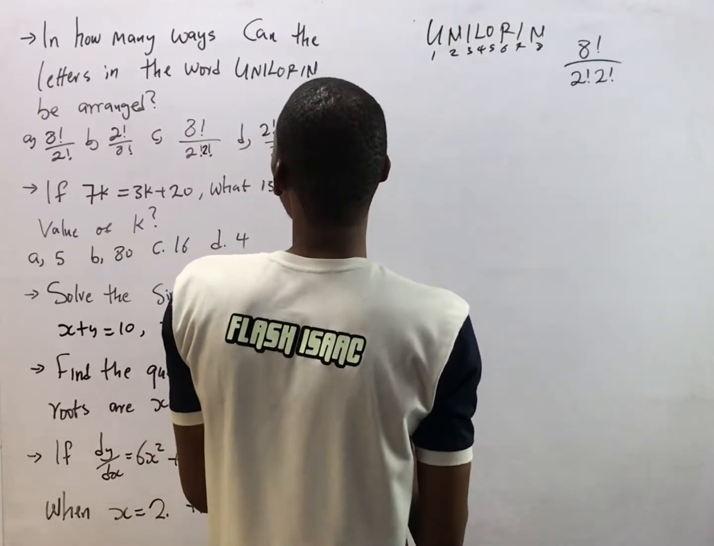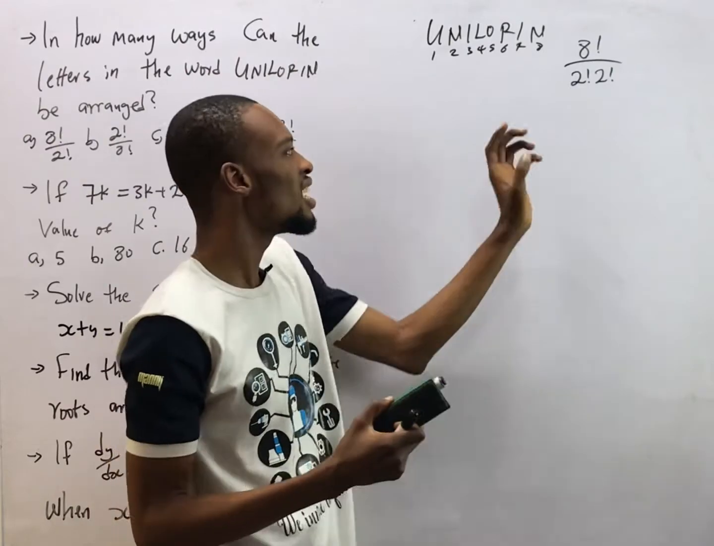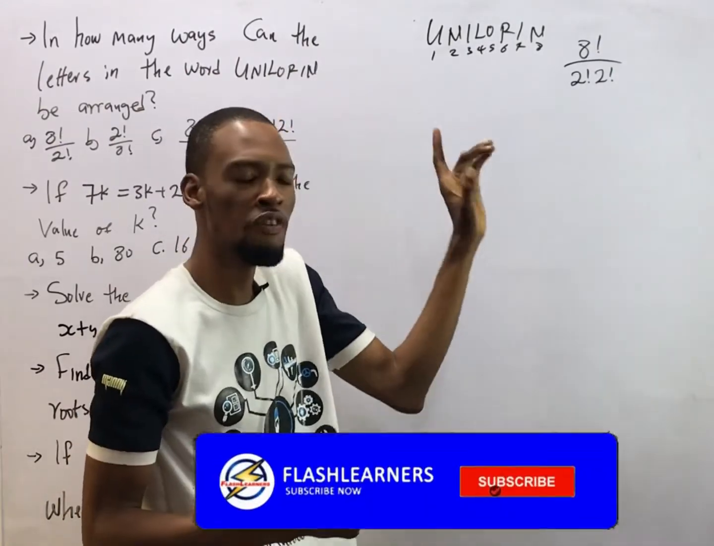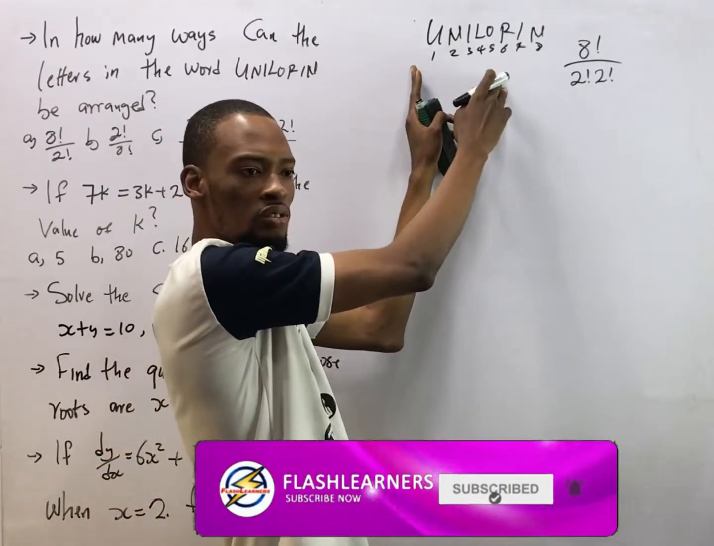The number of ways we can arrange the letters of the word UNILORIN is 8 factorial over 2 factorial times 2 factorial. This is how many times we can arrange the word UNILORIN.